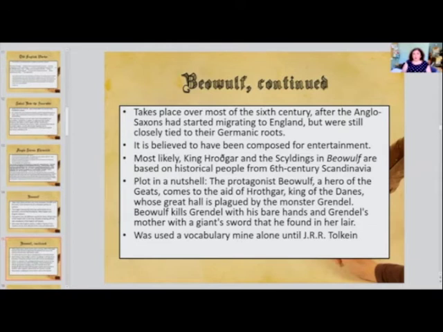The main characters, like the king and the hero, were most likely based on King Hrothgar and the Scyldings from the 6th century Scandinavian area. The plot's relatively simple. The mead hall is troubled by a terrible monster named Grendel, so they hire a hero named Beowulf to come and take care of Grendel. Beowulf kills Grendel. Grendel's mother, the monster has a mom, she's extremely upset, and Beowulf kills her too.